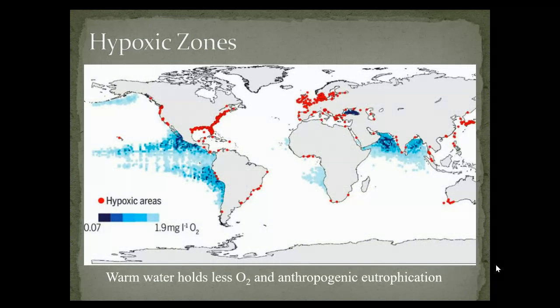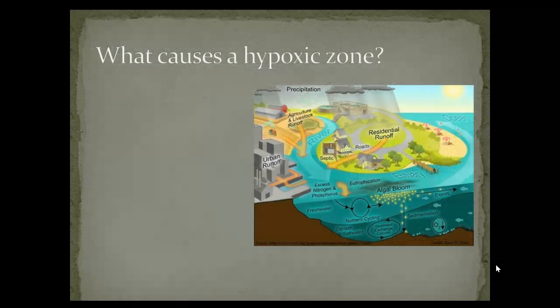So how big of a problem are these hypoxic zones? They're low oxygen zones. It's huge. It's around the world. There are many, many areas, they're in red, where there's low oxygen. That's what hypoxic means, low oxygen in the water. So warm water already holds less oxygen. So along the equator, there's less oxygen in the water, but we make it worse with eutrophication. So we're going to take a look at what causes that. And we have looked at this briefly, so it should be a review for you.